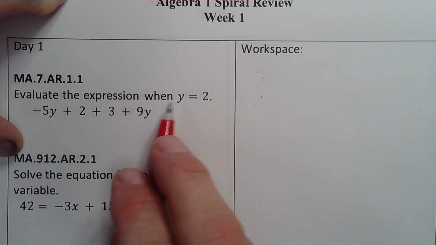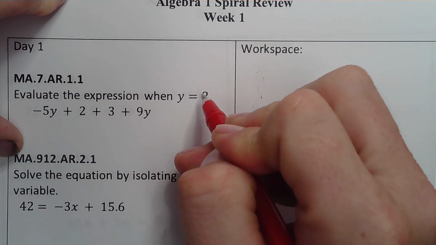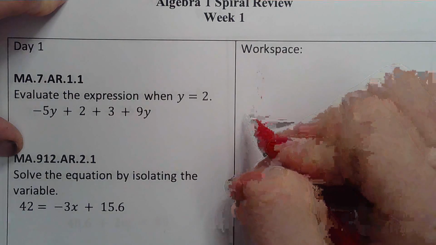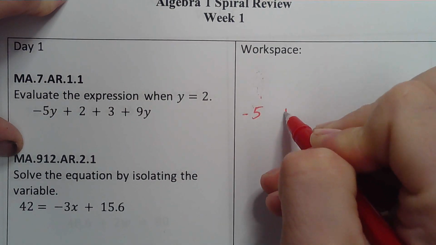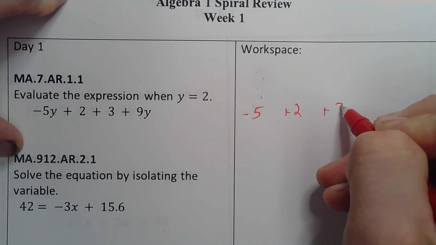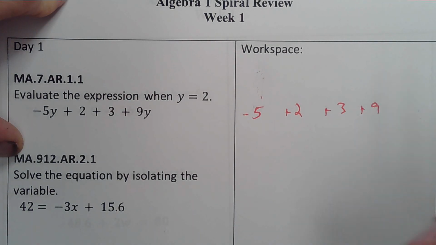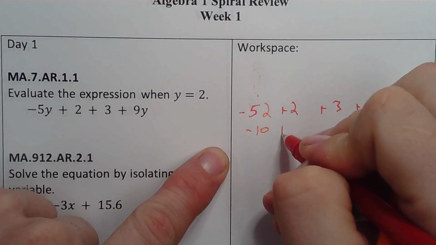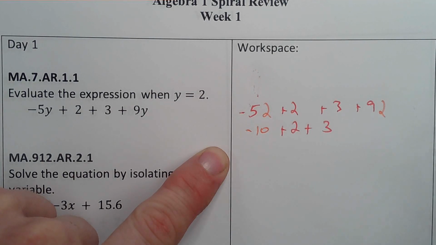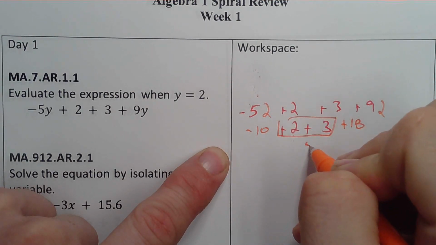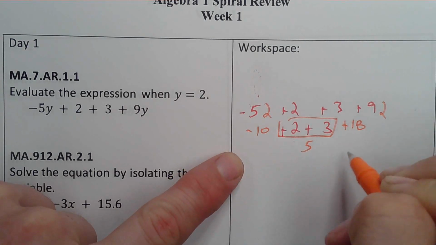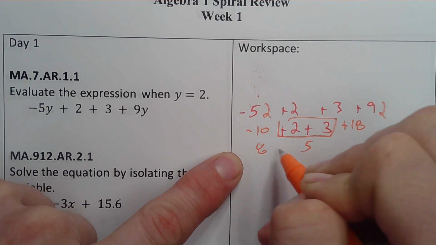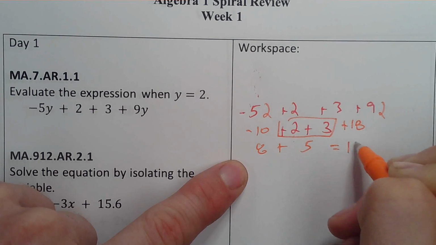All right, so we're going to evaluate this expression for y equals 2. So we're going to take this 2 and drop it in for y. So it's going to be negative 5y plus 2 plus 3 plus 9y. This is going to be 2, this is going to be 2. So this is going to be negative 10 plus 2 plus 3 plus 18. Okay, so this is going to be 5. This is going to be negative 8, or excuse me, this is going to be 8. 8 plus 5 is 13.